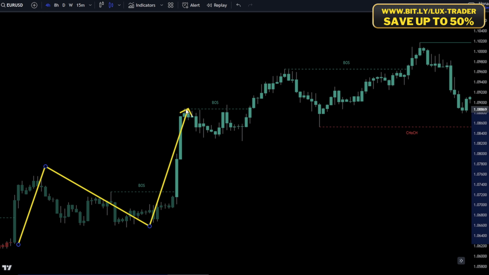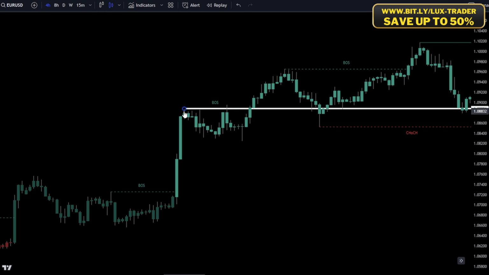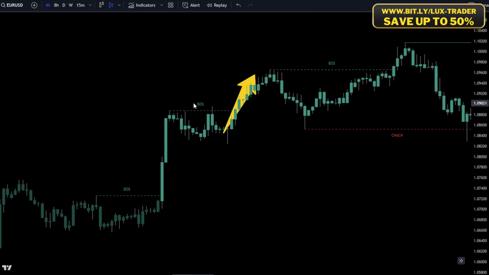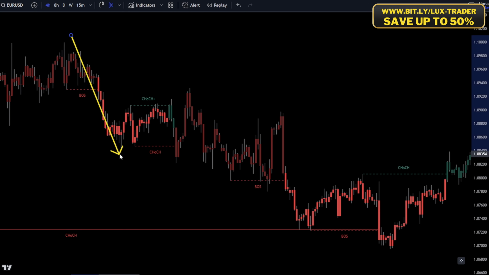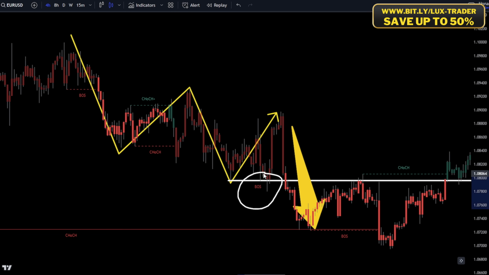Here, when the price is advancing in an uptrend and makes a higher high followed by a pullback, this high can act as a resistance level. When it's broken, it's called a break of structure, as shown by the indicator. Similarly, when the price is declining in a downtrend, like here for example, a lower low is created and then the price goes for a pullback. This low can act as a support level, and when it is broken, it is also a break of structure.